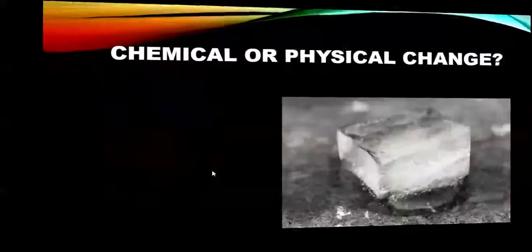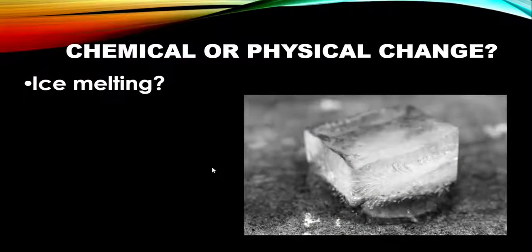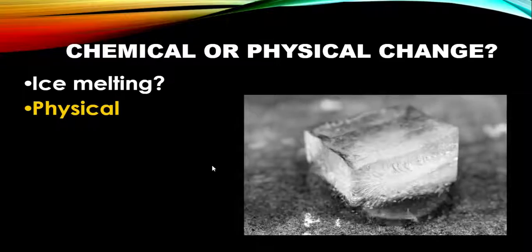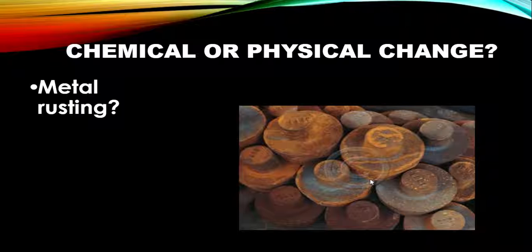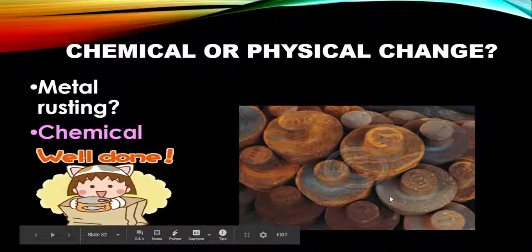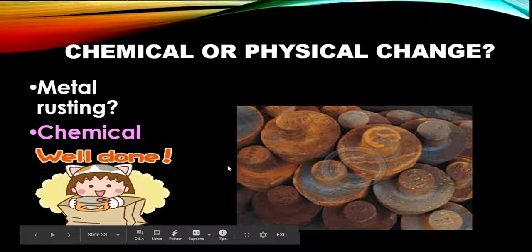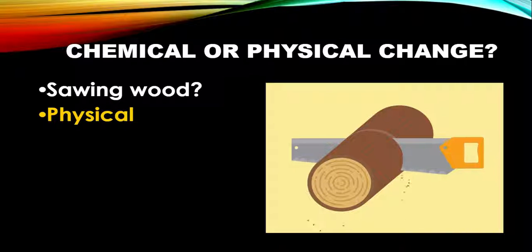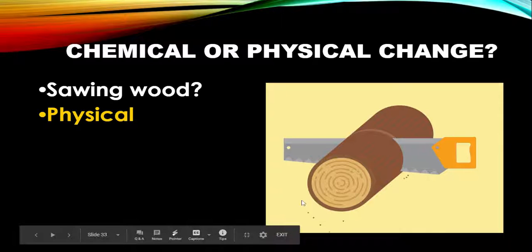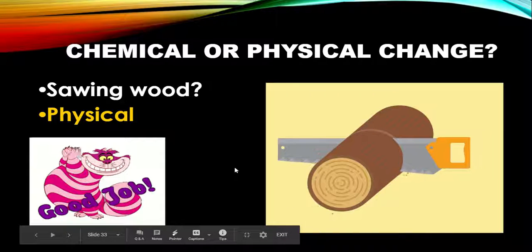Ice melting. Yes, it is a physical change. Good job, children. Metal rusting. Okay, you're almost there. Yes, it is a chemical change. Well done, children. Sawing wood. Absolutely correct, children. It is a physical change as no new substances form. Good job, children.